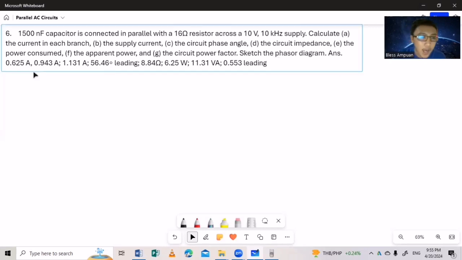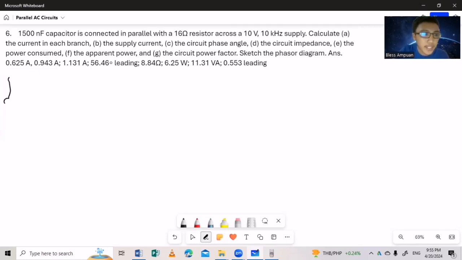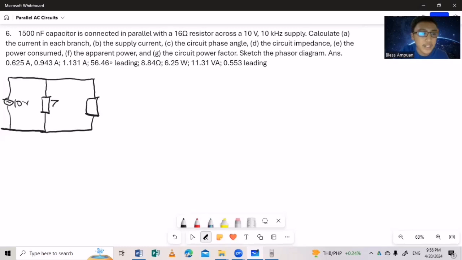So let's start with the circuit diagram. In our circuit diagram, we know that this is only 10 volts. So I think it's a very small power supply. Okay, so our first impedance, and then our second impedance is here. This is our Z sub 1, this is our Z sub 2.